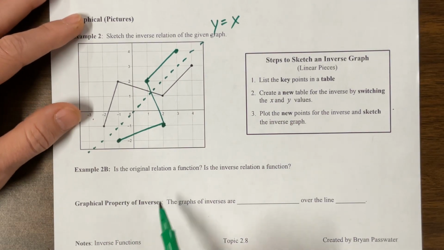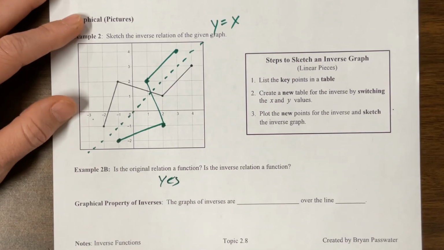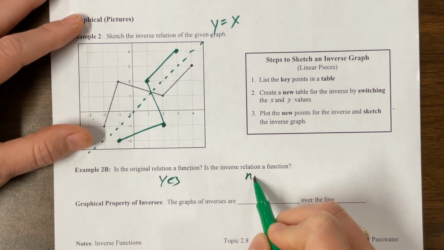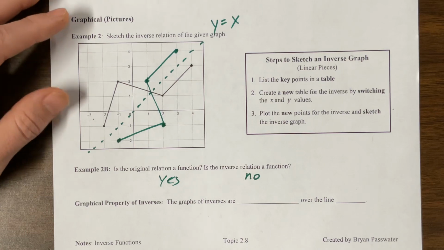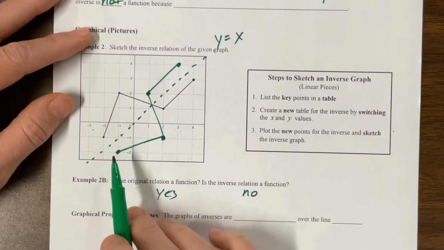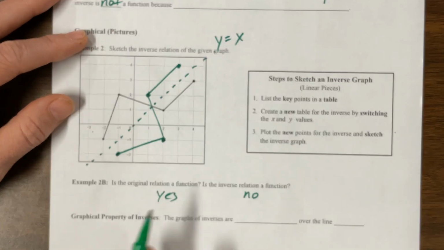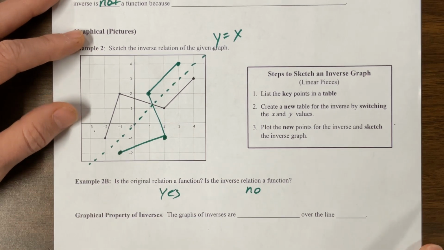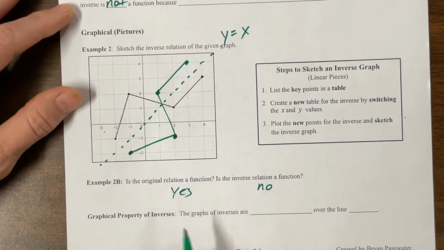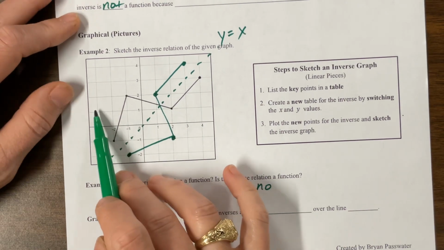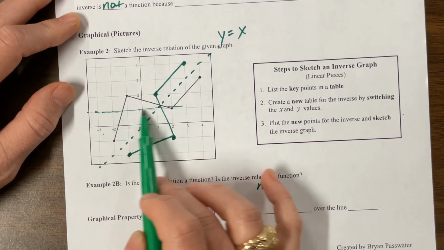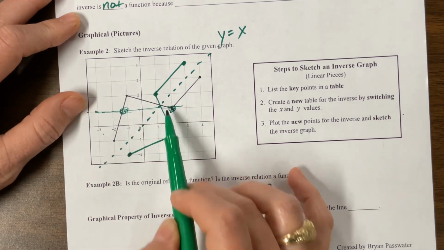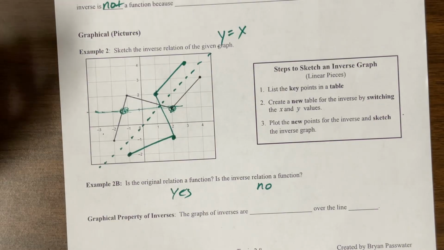Is the original relation a function? Yes. Is the inverse relation a function? No. Sometimes they'll talk about a function being 1-to-1, where every x maps onto one y, which means that the original is a function and the inverse is a function. This was not 1-to-1. We had a y value here where this and this had the same y value. There were more, but that's one example.